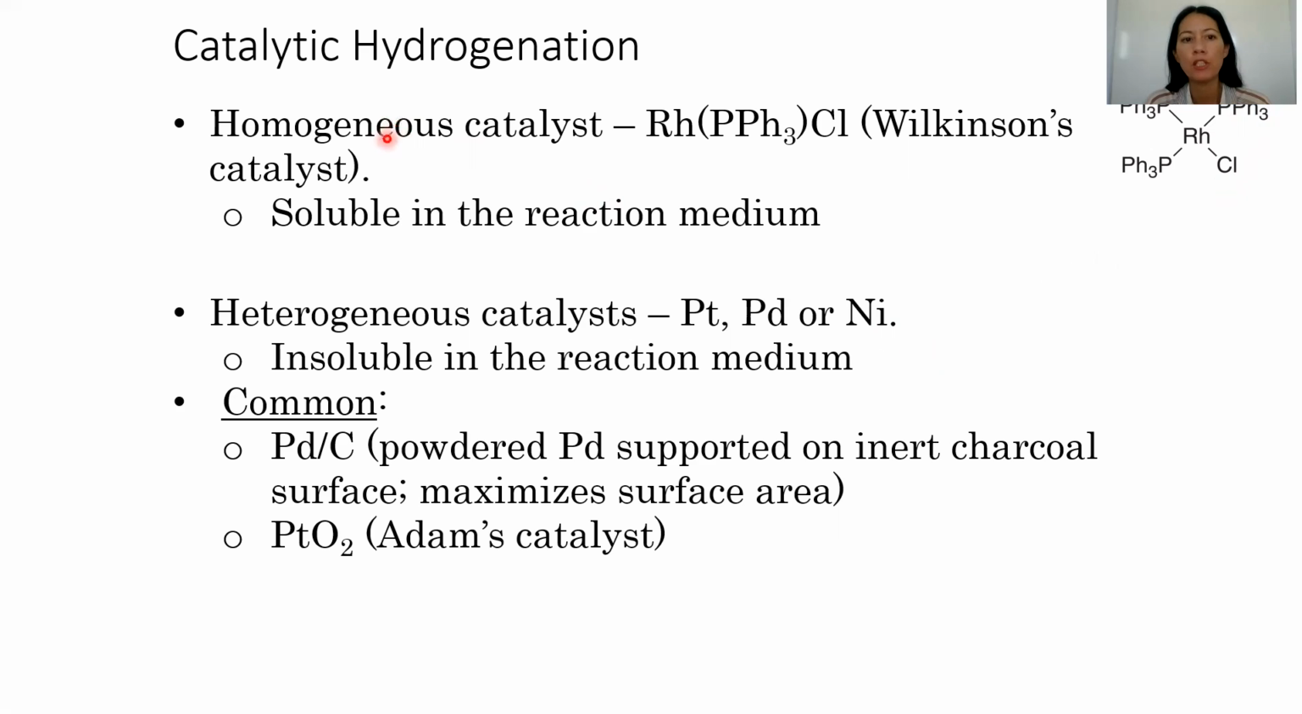There's the homogeneous category where they're soluble in the reaction medium, or heterogeneous, so you would see them floating around, like visually, you'll see a physical metal floating around. This is when you use platinum, palladium, or nickel, and these are insoluble in the reaction mixture. And I just want to show common ones in case you are doing research in a lab. Palladium on carbon is a very popular one to go towards. This is powdered palladium supported on a charcoal surface, the carbon surface, or platinum oxide here, platinum(IV) oxide, Adams catalyst.